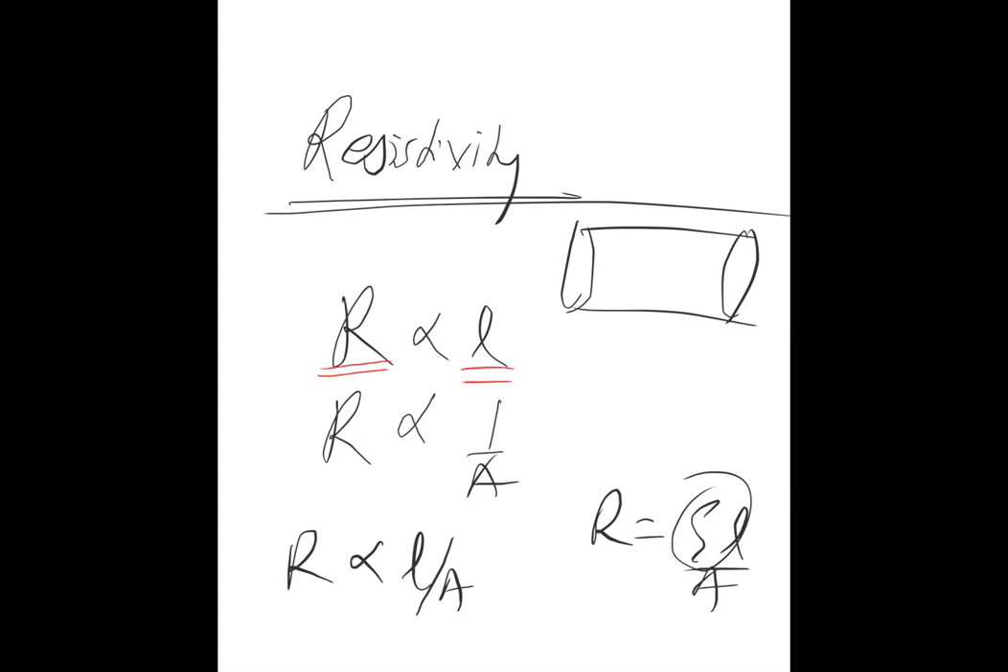Resistance depends on the length. If length is more, resistance is more. It also depends on the cross-section area. If the area of cross section is more, resistance will be less. If you combine both, R is proportional to L by A, and if you equate it, a constant comes into the picture, which depends on the material as well as the temperature, and that constant is called resistivity. The unit of resistivity is ohm meter. Ohm meter is a 10th class concept.